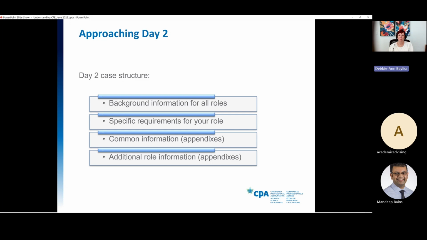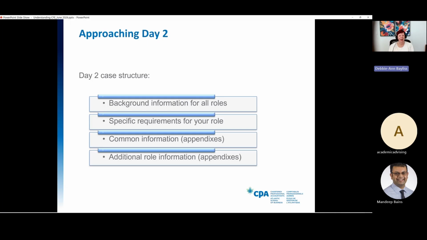So now let's talk about approaching day two. And day two, as I said, is one comprehensive case that everybody writes. There's sections that are for everyone, common sections, and there's sections that are role specific. So when you first look at a day two case, it can be very daunting because it can range from 50 to 60 pages or so.